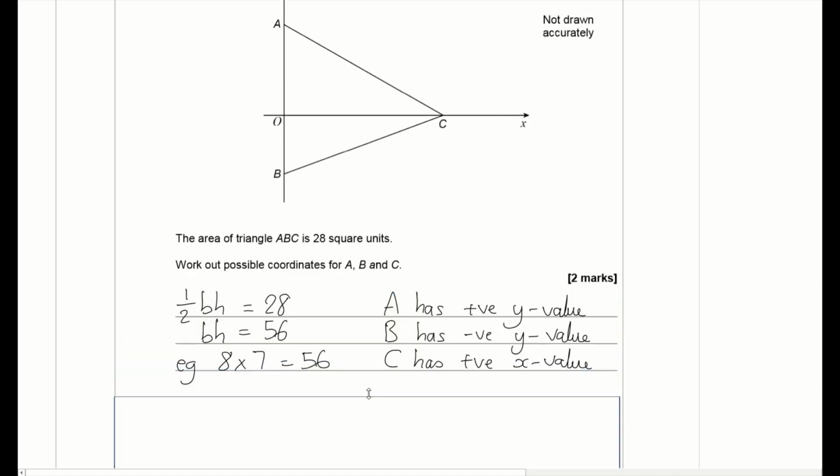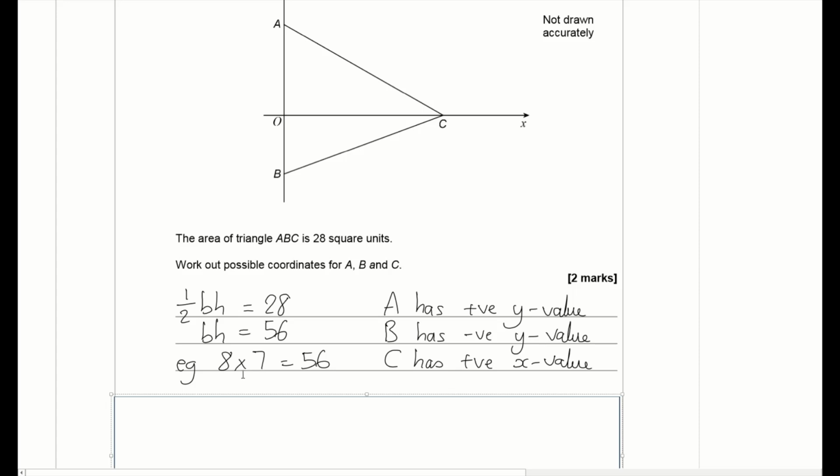So if we start with a half base times height equals 28, multiplying by 2 means that the base times the height must equal 56. So that's a rule that you've definitely got to adhere to. Now, all you've got to think about now is two numbers, and they don't necessarily have to be integers because it didn't tell us that, that multiply together to make 56. So let's just use 8 times 7, but you could have used 1 and 56, 4 and 14, 2 and 28, anything like that would have been suitable.